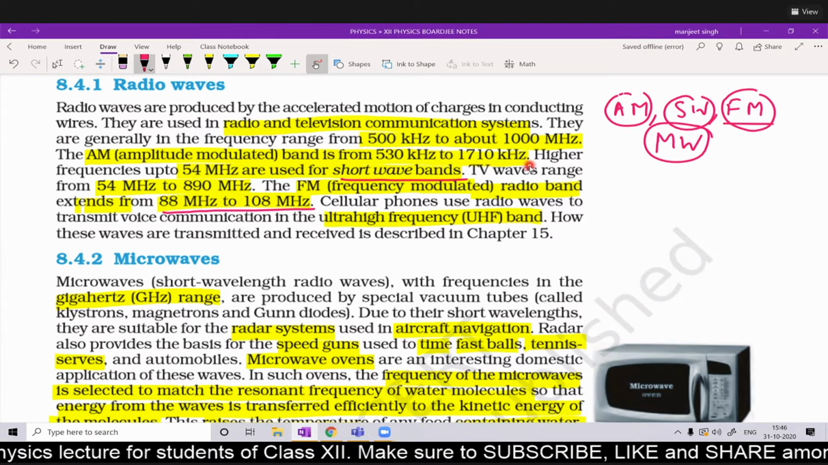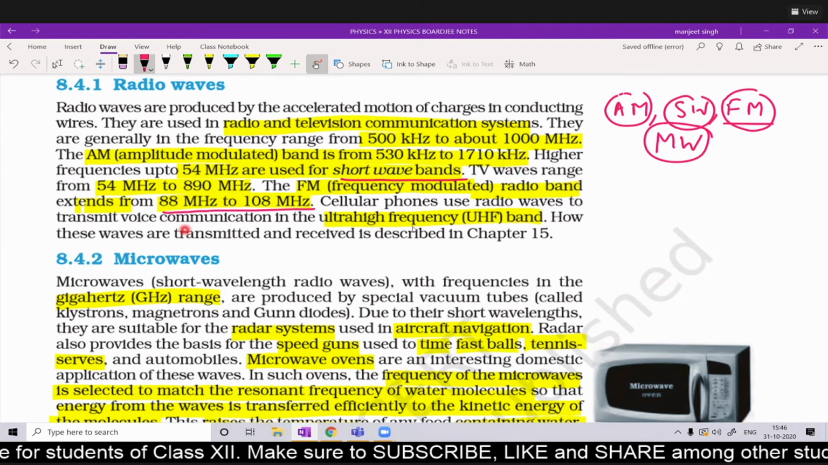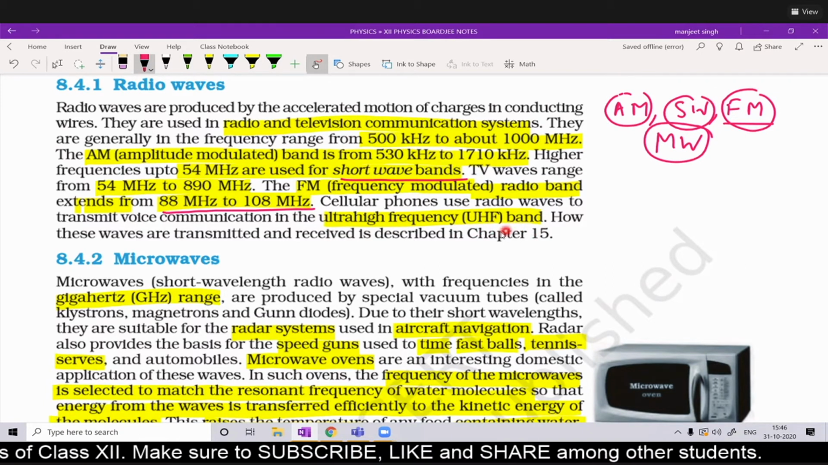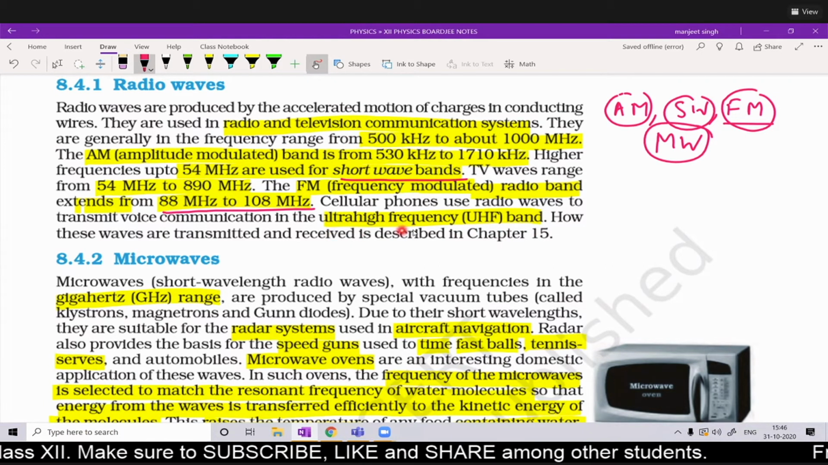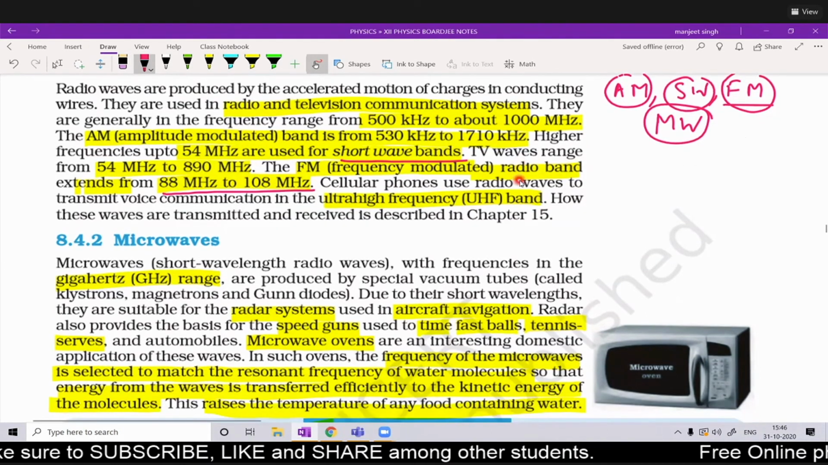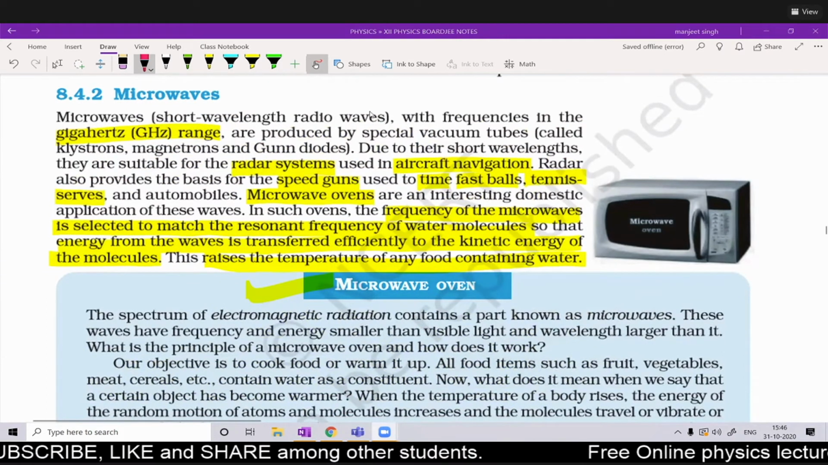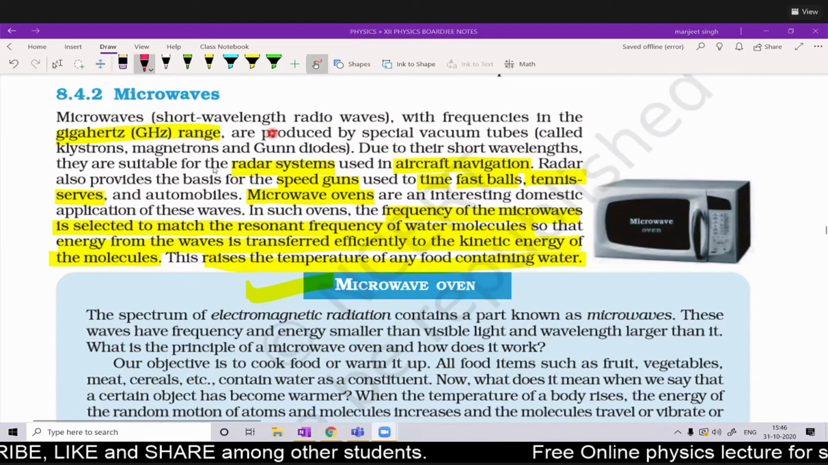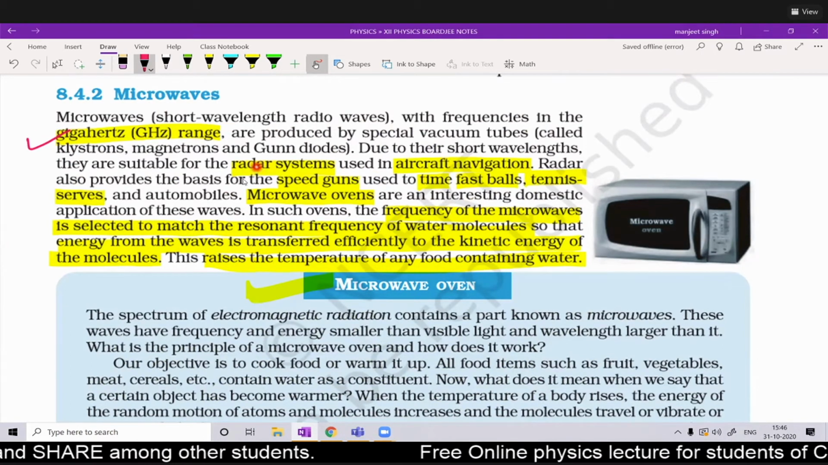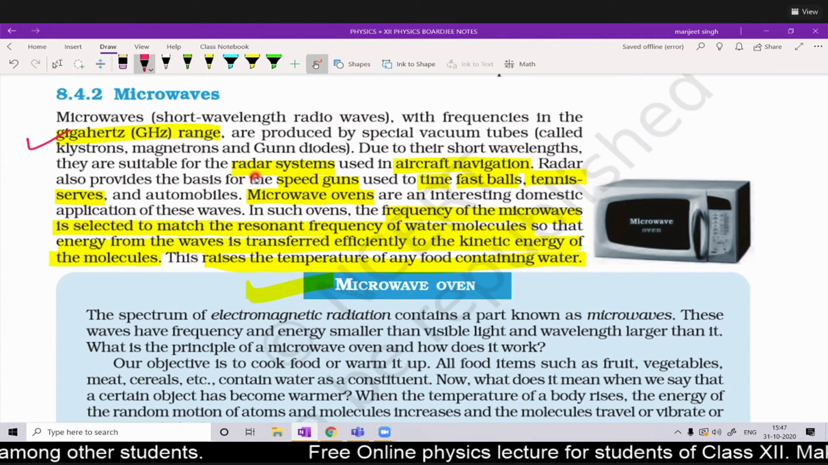Now cellular phones use radio waves to transmit voice communication in the ultra high frequency band. UHF means ultra high frequency band. After that, another type of electromagnetic waves is microwaves. What are microwaves? The range of microwaves is gigahertz. They are used in radar systems and aircraft navigation systems.